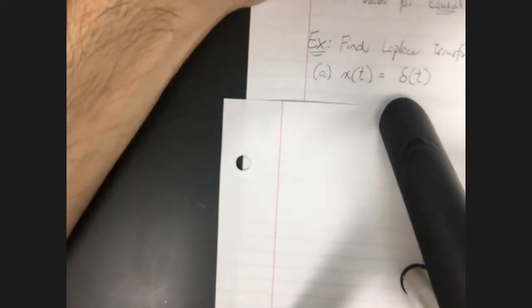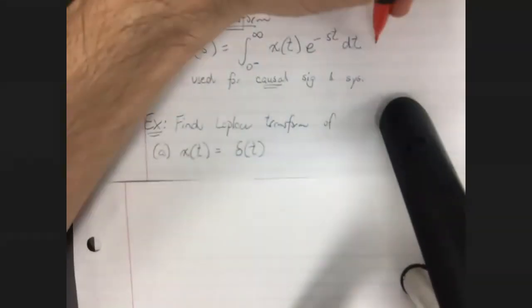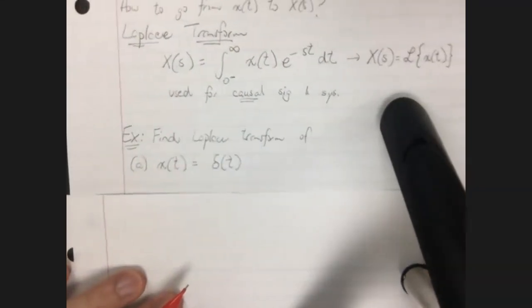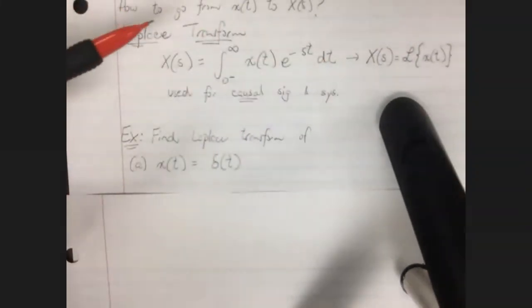I should write the nomenclature, how we write this Laplace transform. I'll scroll up right here. We say that X of s is the calligraphic L of x of t.